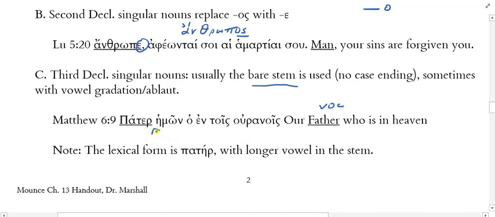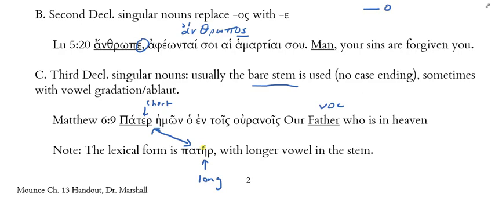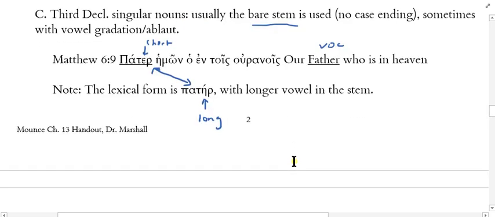What's different here? Well, compare pater with the lexical form. Pater, we have an eta, right? Eta is a long vowel. Epsilon, on the other hand, is short. So we have gone from a long lexical form to a short vowel here. And so that is vowel gradation or ablaut. So my vocative form is slightly different. Okay, so you will have vocative forms pointed out to you as you come across them in your reading. It, again, is not a very common case ending, so you really don't need to worry about it too much.